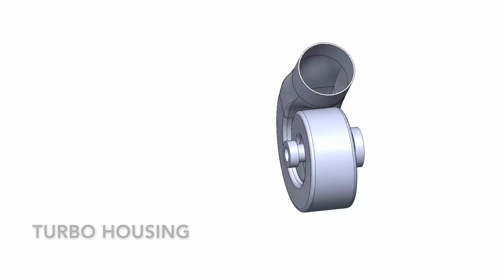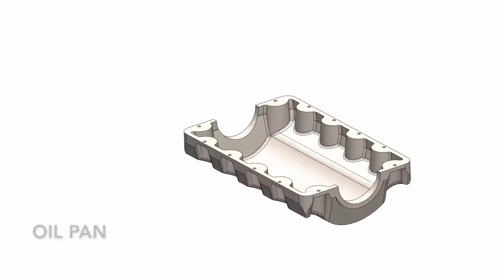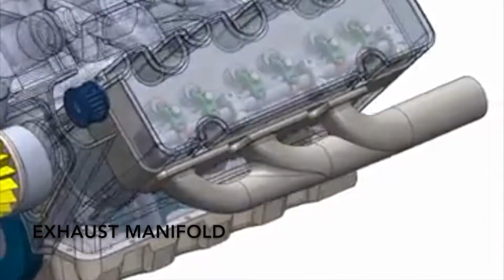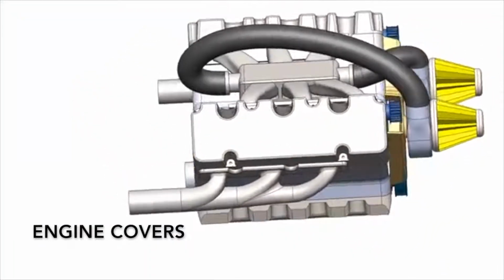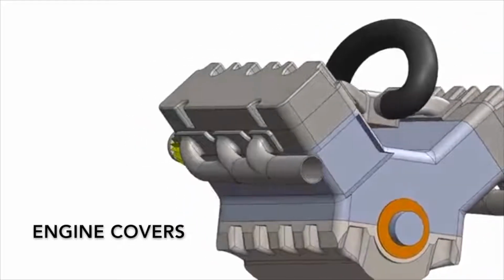As well, we have the oil pan at the bottom of the engine to catch any oil that may drip from the engine. The exhaust manifolds on the sides of the engine are used to release the exhaust created during the cycle. And there are many engine covers surrounding the engine in order to protect it from the outside elements.